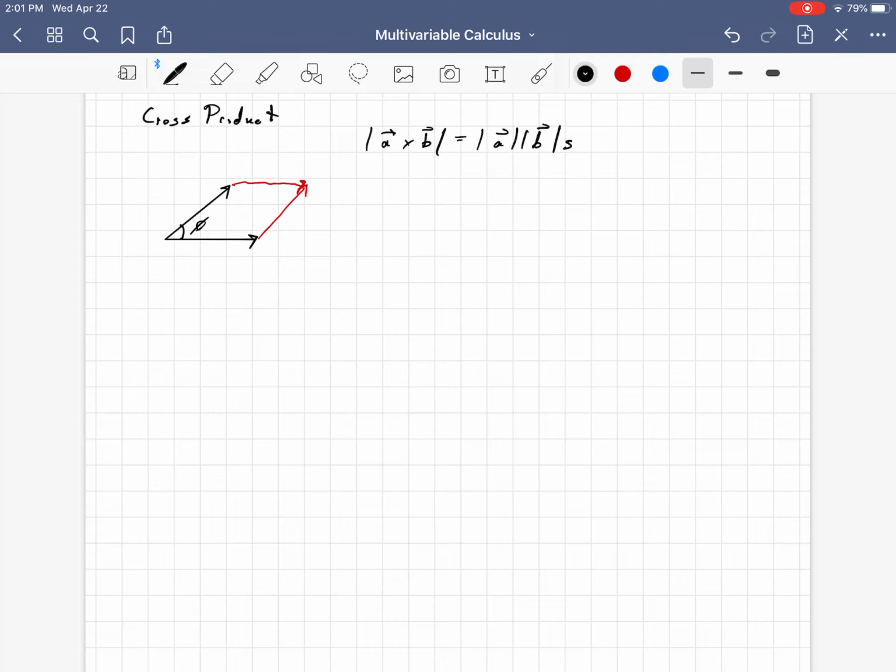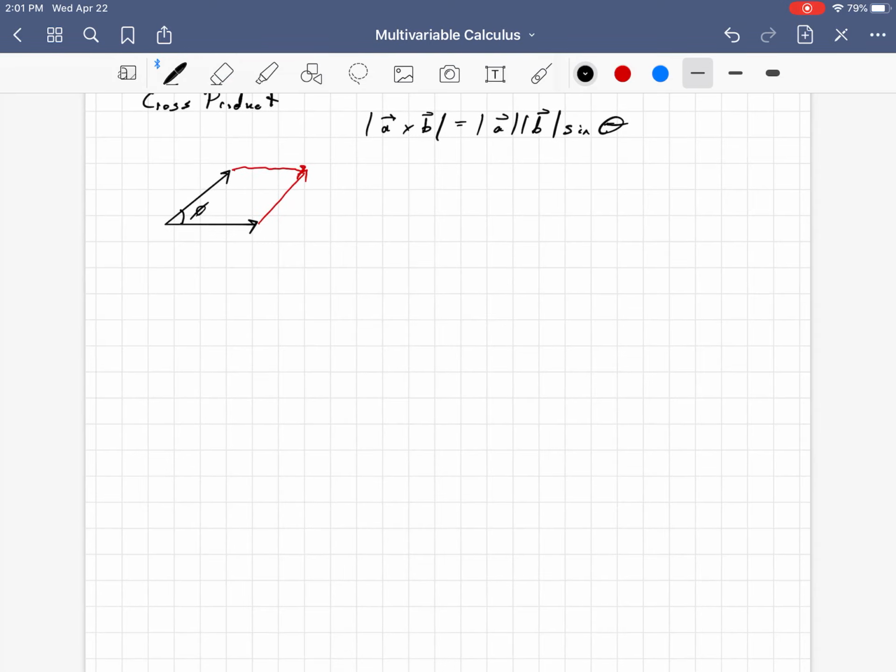So the definition geometrically of the cross product, it's defined like this. The magnitude of vector A cross vector B is the magnitude of vector A times the magnitude of vector B times the sine of theta. And so it's very similar to the dot product, except it's got a sine instead of a cosine.